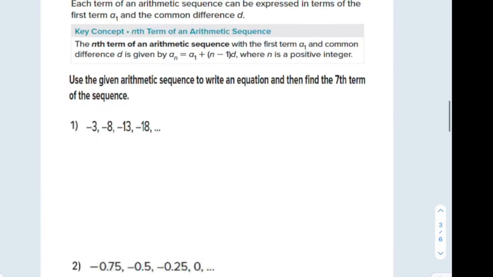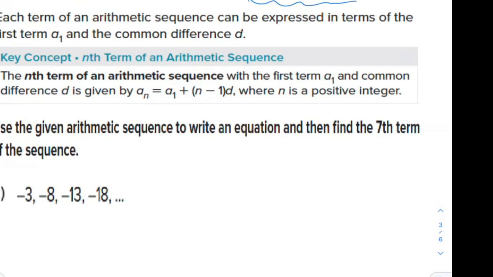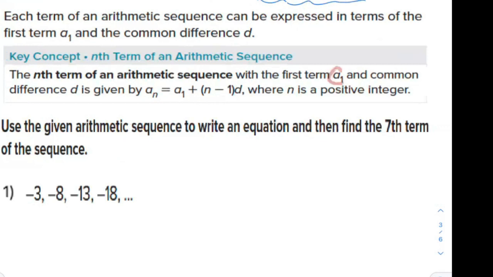Now let's do part 2 here. Check arithmetic sequence as linear function. Each term of an arithmetic sequence can be expressed in terms of the first term A1 and the common difference D. And this is very important to know: the nth term of any arithmetic sequence with the first term A1 and the common difference D is given by this equation, where n is a positive integer.